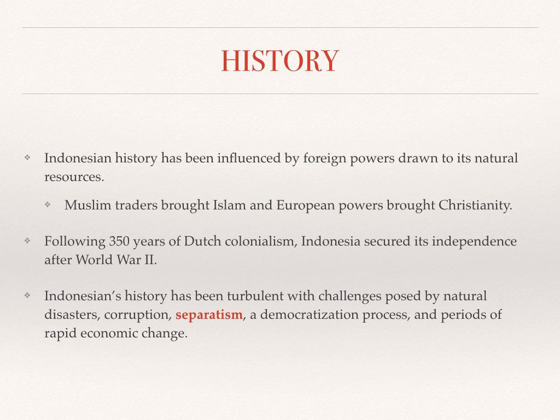Indonesia's history has been turbulent, with challenges posed by natural disasters, corruption, separatism. That means parts of Indonesia didn't want to be part of Indonesia. They wanted their independence. Also, Indonesia has gone through a process of democracy and rapid economic change.